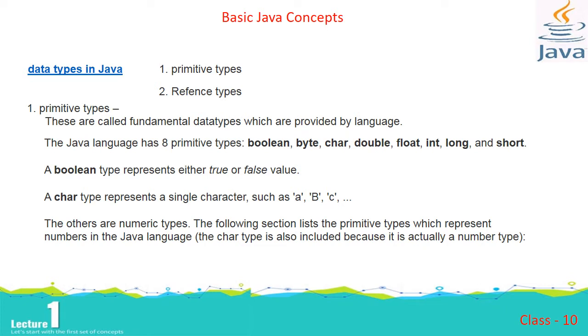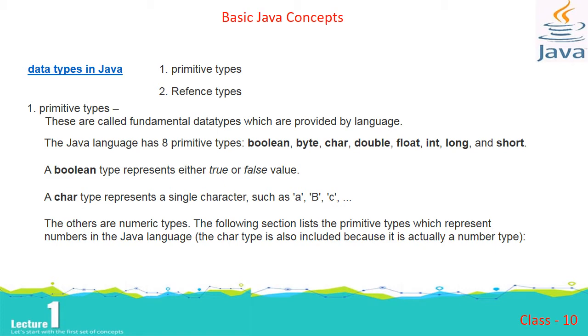Now, what are data types? Data types are the means to identify the type of data and their associated operations or the functions which can be performed on that data. Now, Java supports two types of data types broadly: primitive data types and reference data types. Primitive data types are called the fundamental data types which are provided by the language.